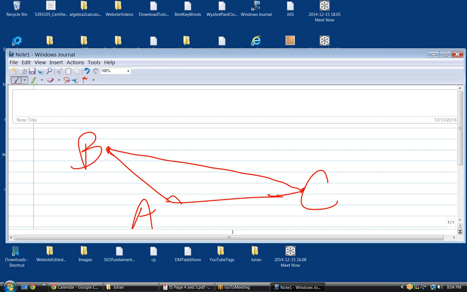What is opposite angle C? Side BA. In other words, I'm talking about a side that is opposite an angle. Okay, what's opposite angle B? What side is opposite angle B? AC. Yeah, you got it.